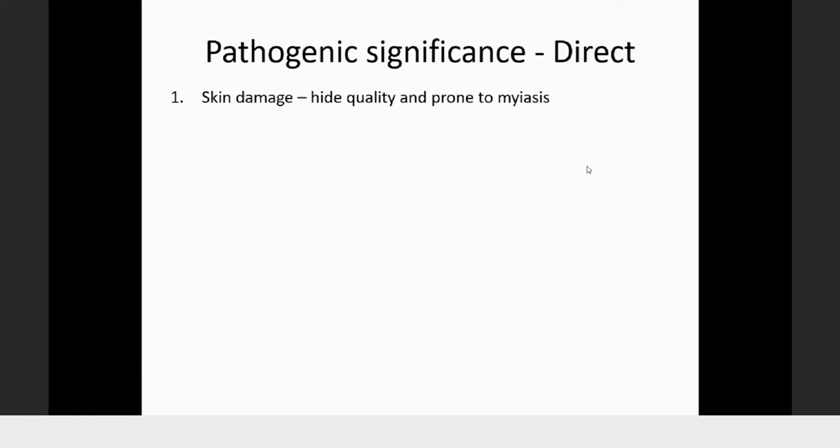Okay, so let's go to the pathogenic significance. For tick infestation, the main thing is because it sucks blood, so it can cause anemia. So I want you to remember anemia and also the skin damage. That is the most important one. The other things come as secondary, for example, loss in production and other things. So the main things are skin damage and then blood loss.